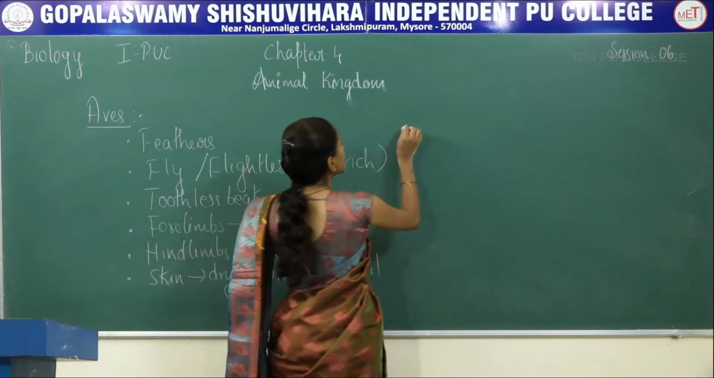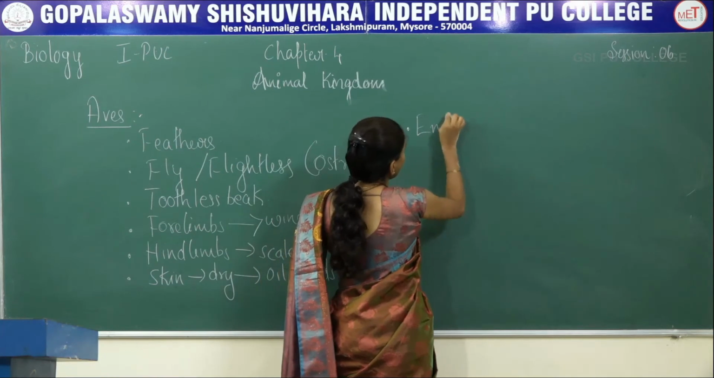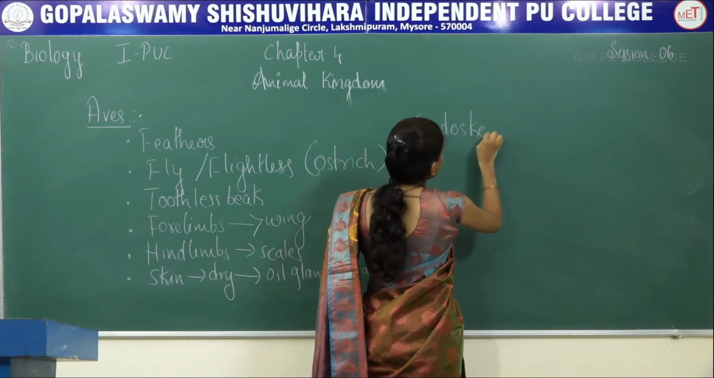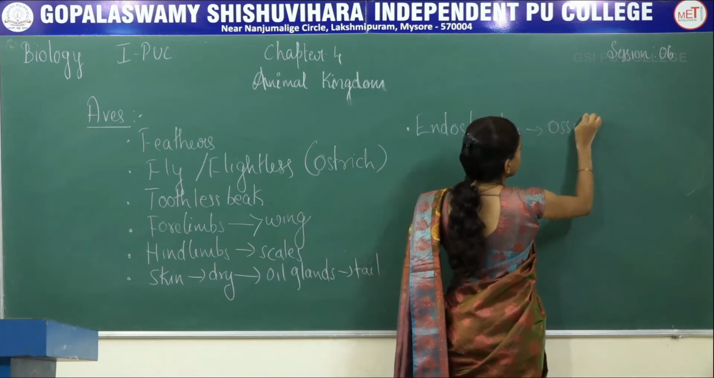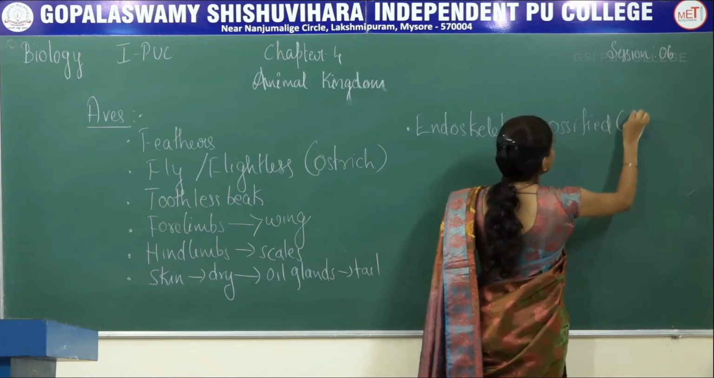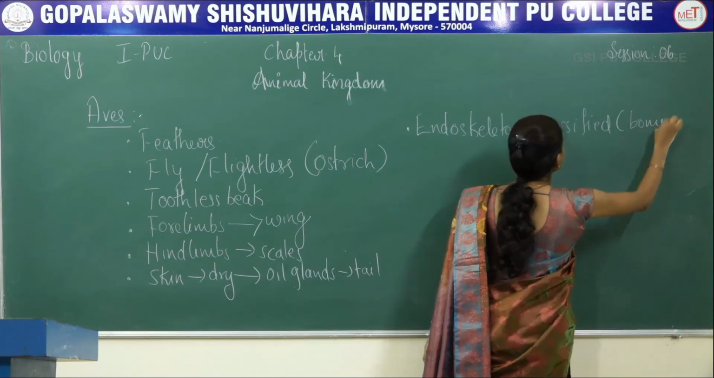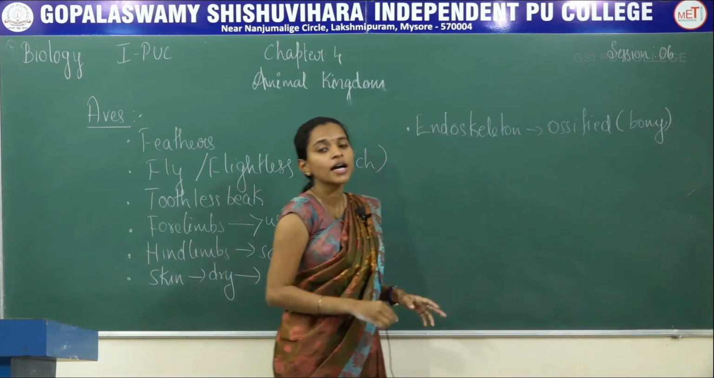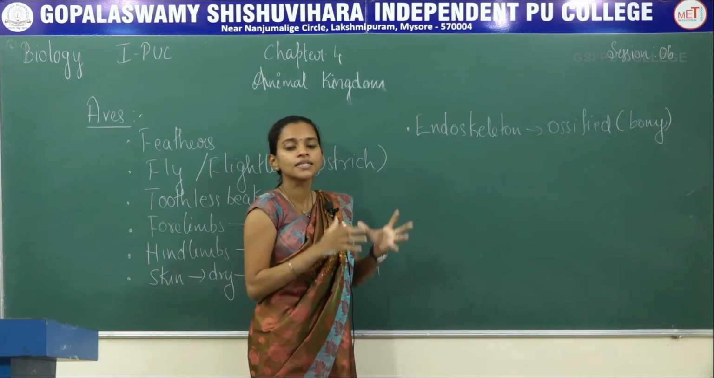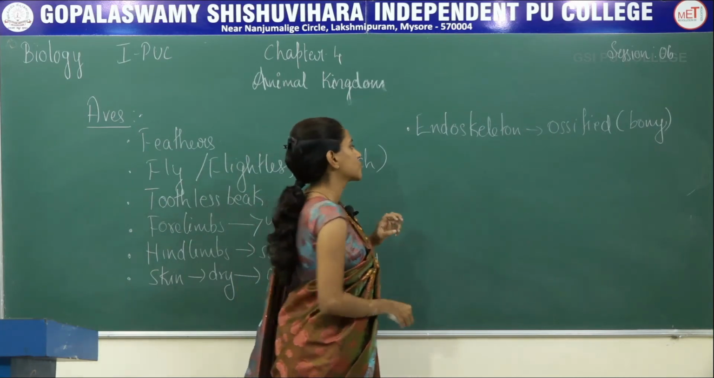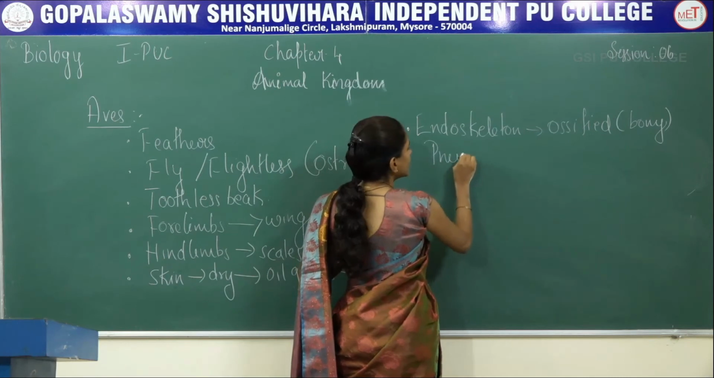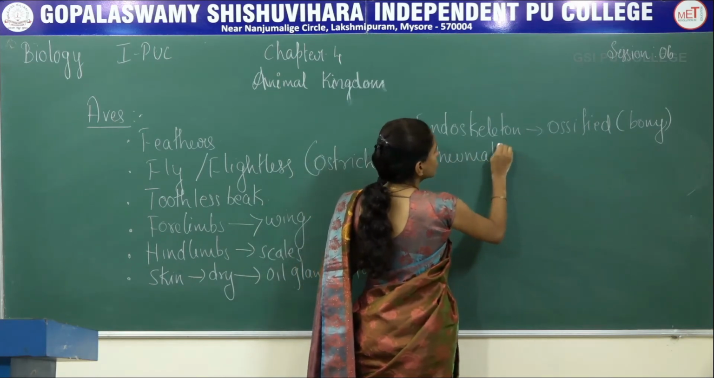Next character is they have their endoskeleton ossified. That means they are bony in nature, but inside the body of the birds the long bones are not having any solid structure. Instead they have pneumatic bones.